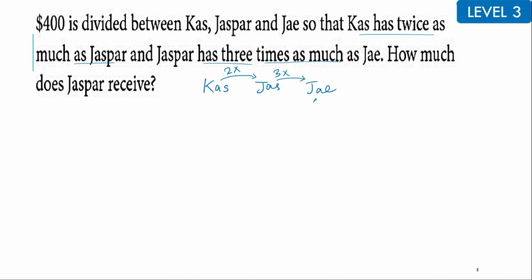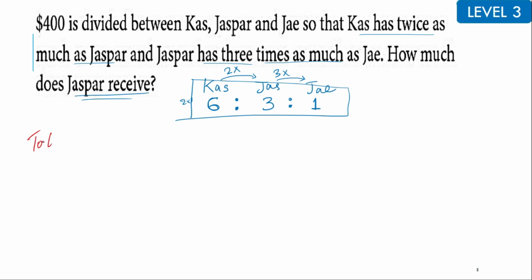So let's start with Jay getting 1 part, and then Jasper is going to get 3 times as Jay, so 3 multiplied by 1 gives you a 3. And Cass is going to have twice as much as Jasper, so 2 times 3, giving you a 6 here. Now this is how the total $400 is getting divided.